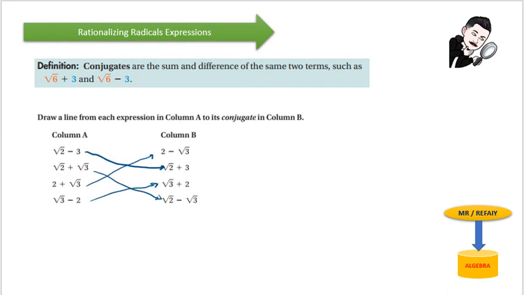here look, we try to join the number with its conjugate. Root 2 minus 3 is root 2 plus 3. Why? The same exactly, but this one is negative and this one is positive. Okay, what about this one? Root 2 plus root 3? Yes, great. It's root 2 minus root 3. And here 2 plus root 3 is 2 minus root 3. And here root 3 minus 2, it's great, root 3 plus 2. Okay.